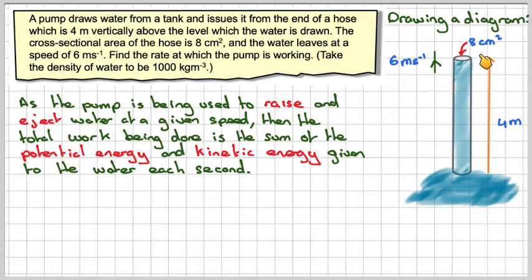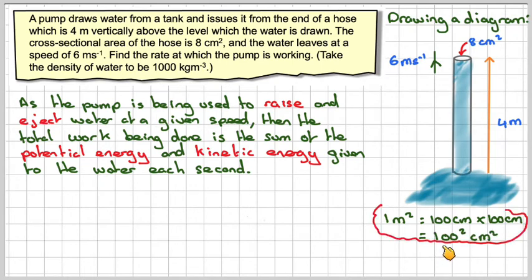Okay, slight problem here that these units are not consistent. So we know that 1 meter squared is 100 centimeters by 100 centimeters, which is 100 squared centimeters squared. And therefore 8 centimeters squared will be 8 divided by 100 squared meters squared.